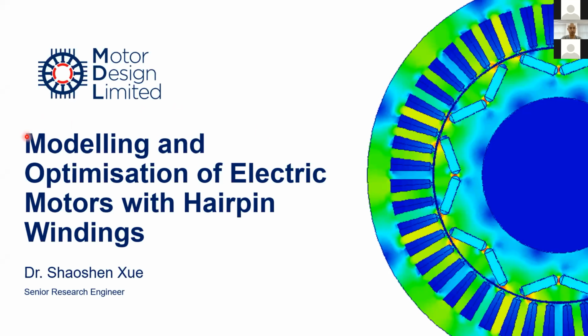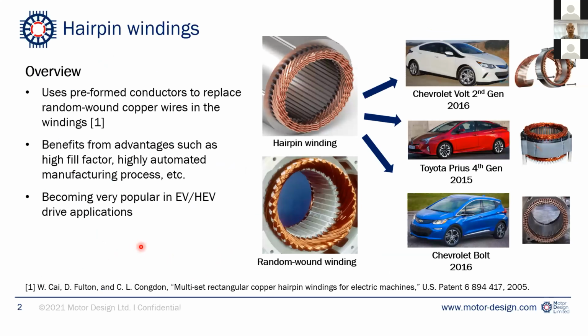So today's topic is from a research project we've been doing for this year and the last year. It's the modeling and optimization of electric motors with hairpin windings. So here is an overview of electric motors with hairpin windings. It uses preformed conductors to replace the random wound wires, the conventional ones, in the windings. It provides us some benefits.